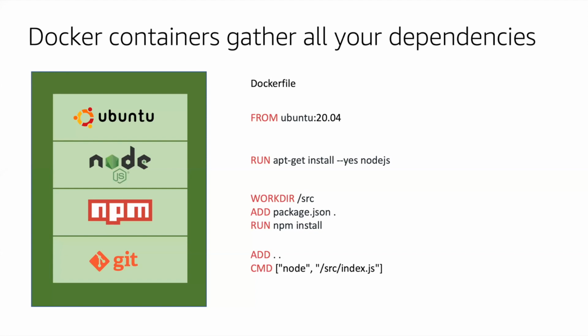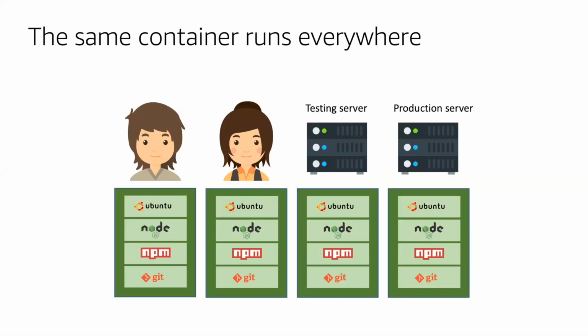And so because I've written this Dockerfile, it provides me with a way to grab all of these things that are required for my application and package them up into one piece that I can distribute. And so what ends up happening is the same container can run everywhere. So developer A, there on the left, can run that exact same container as developer B. And I can also run that exact same container on a testing environment or even a production environment as well.